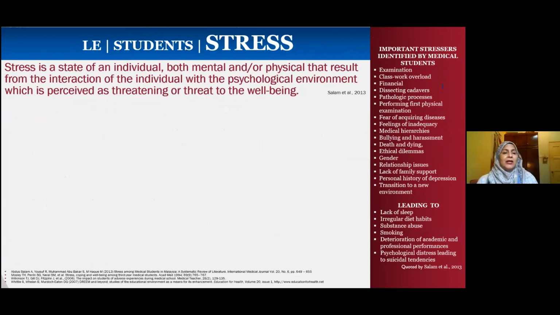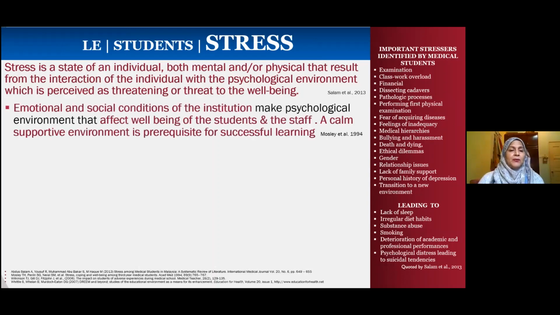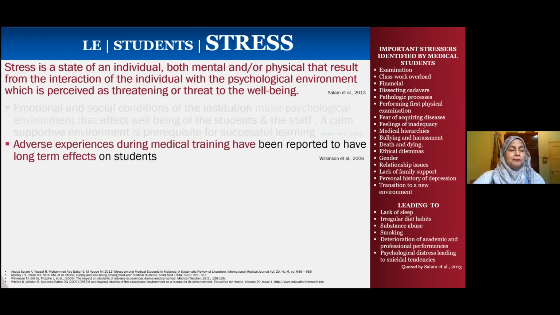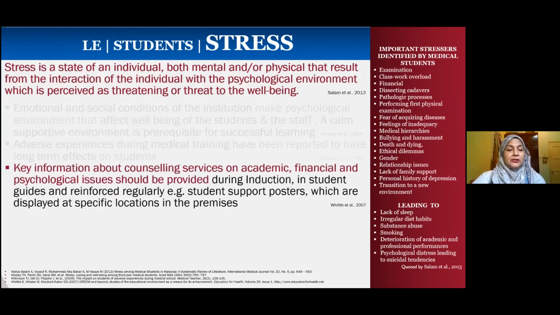Stress is common among the students. It is the state of an individual, both mental and physical, that results from the interaction of the individual with a psychological environment which is perceived as a threat to the well-being of the students. Emotional and social conditions of the institute make up the psychological environment that affects the well-being of the students and the staff. A calm, supportive environment is a prerequisite for successful learning. Adverse experiences during medical training have been reported to have long-term effects on the students even after their graduation.